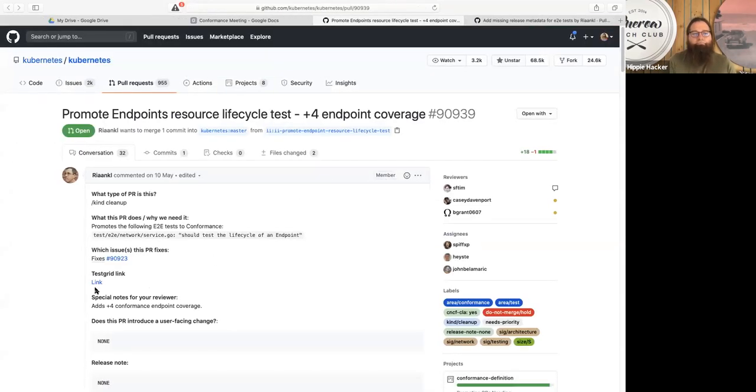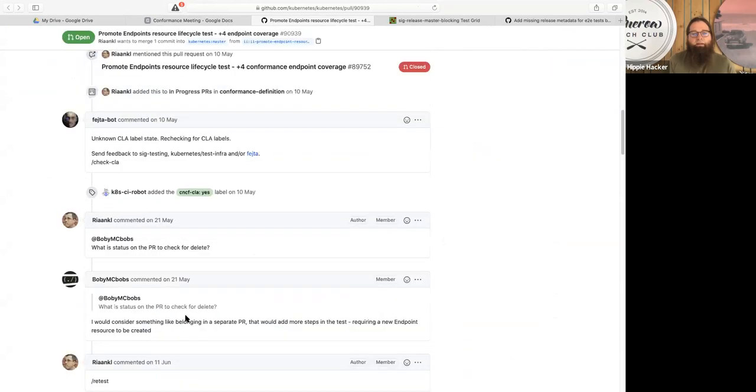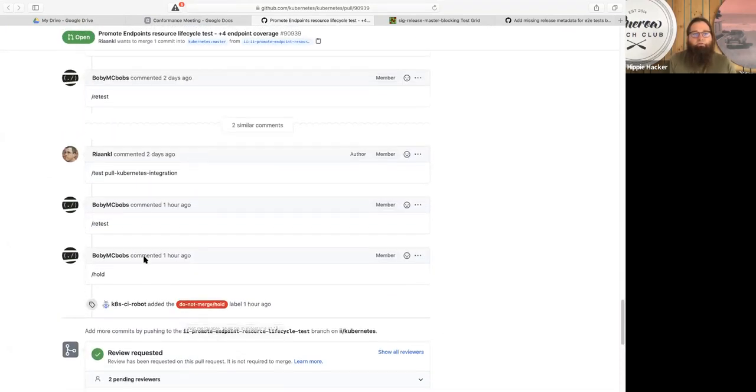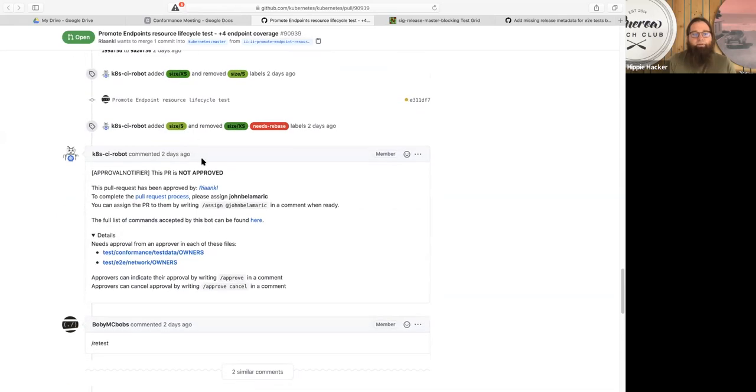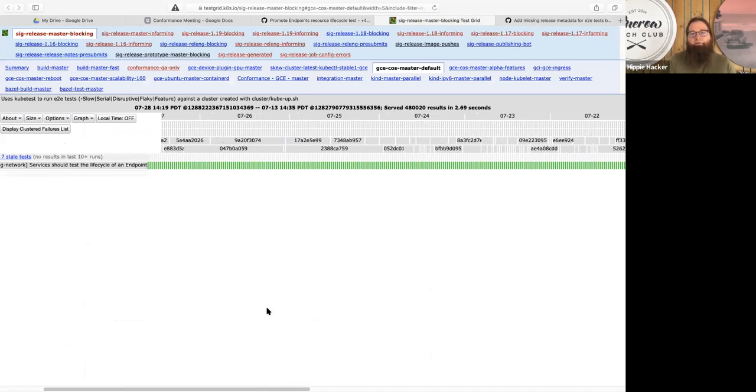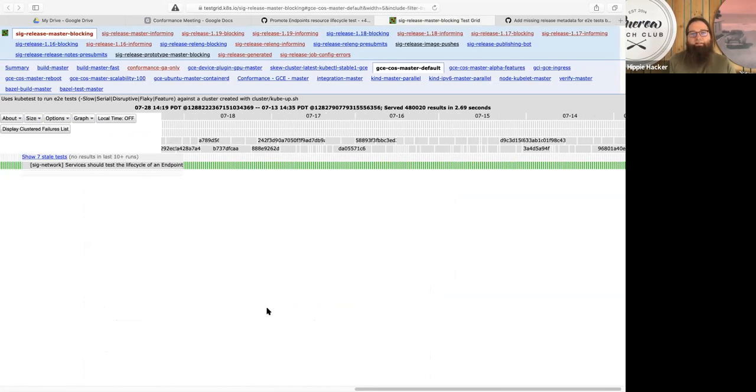This first one is the test grid link for the promote resource lifecycle test. It's on hold for now. There are two similar comments, and it's been a hard few weeks for testing. This looks pretty green.